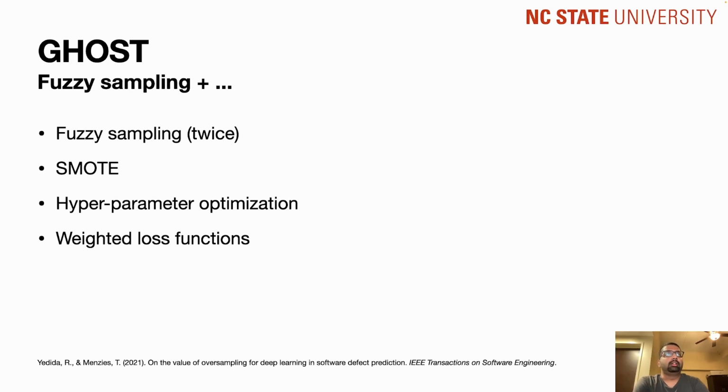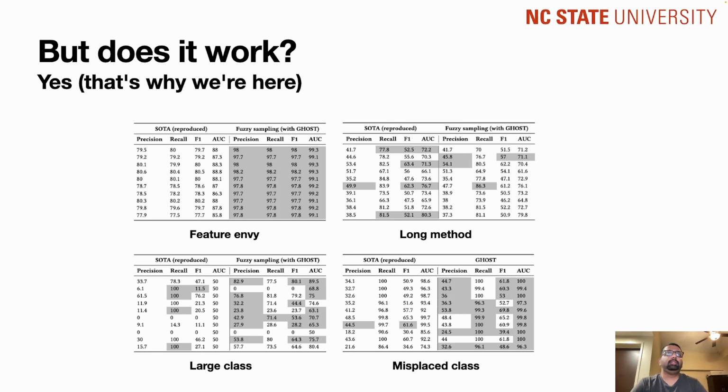So the GHOST paper, published at TSE last year, suggested that you use fuzzy sampling twice, once for the minority and once for the majority class, followed by SMOTE, and also use hyperparameter optimization, that is to find good configurations for the deep learner, the feed-forward networks, and they also use something called weighted loss functions, which we won't go into. So, okay, we have this promising approach that was initially applied for defect prediction, but does it work for code smell detection? And it turns out it does.